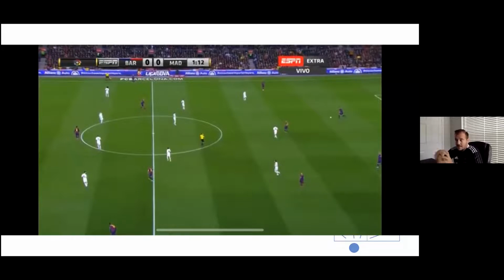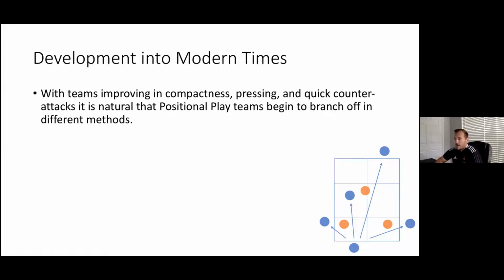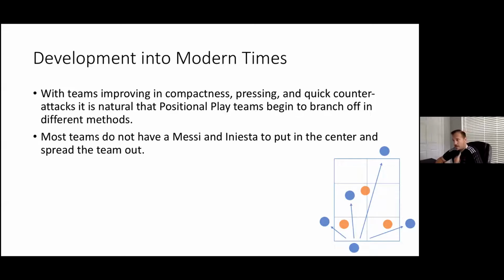But as teams evolved, it was harder to constantly play in there. You need to have the threat of the wings, right? So that's how the game's kind of developing more recently. And again, with teams improving how compact they are, how they press, how they counterattack so fast and aggressive, it's natural that positional play had to start developing and adapting to modern teams. Because obviously most teams don't have Messi and Iniesta to put in the middle and then spread everyone out.